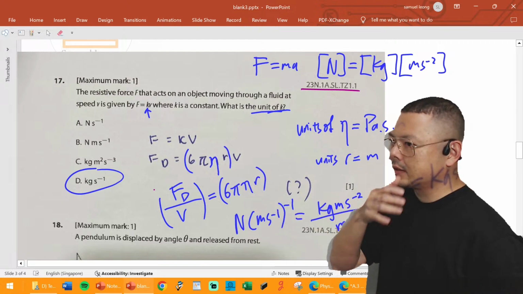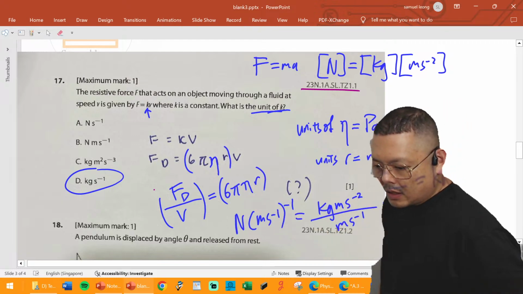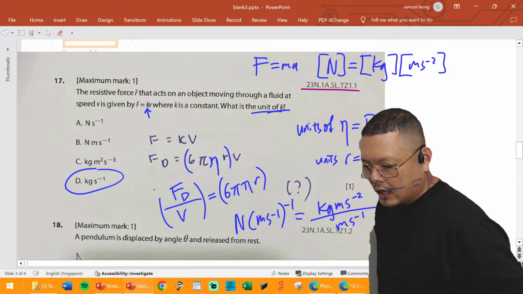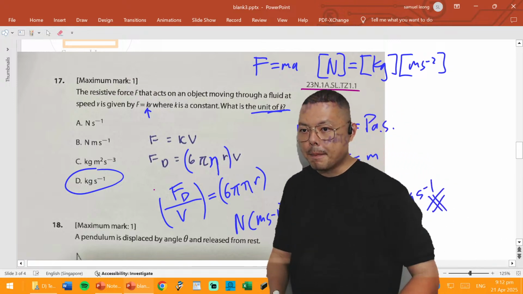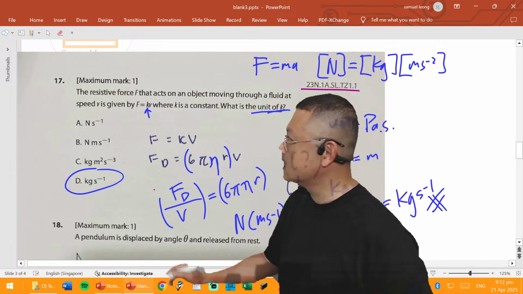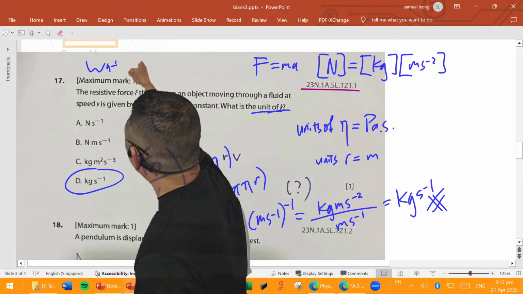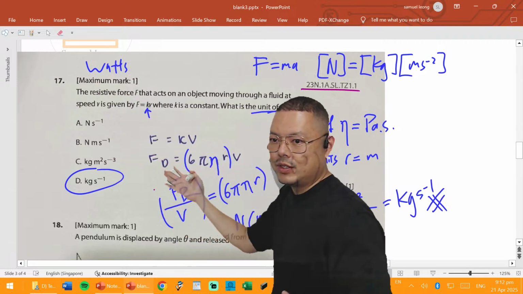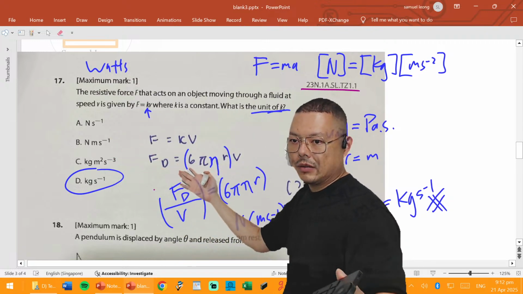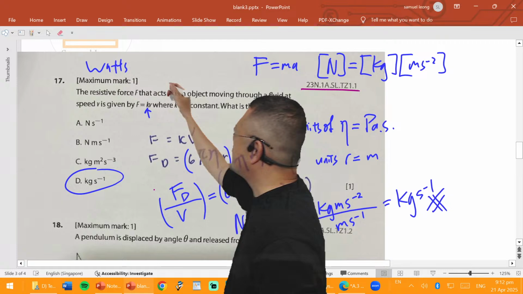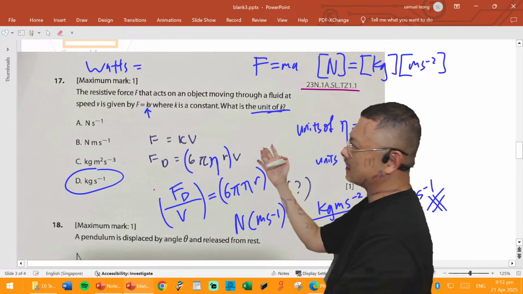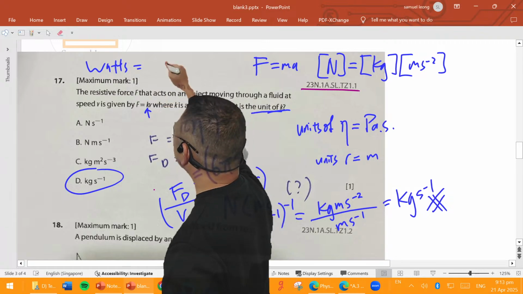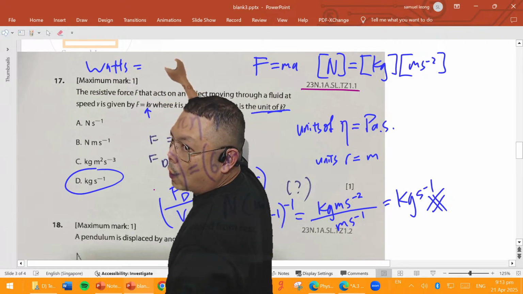So sometimes I can ask you things like, watts. Give me the base unit of watts. You see, the problem is watts is a derived unit, right? So if you have to convert this to base units, you see, this question is about base units. This question is actually not about the A1 or A2. Watts is what? Joules per second, which is what?